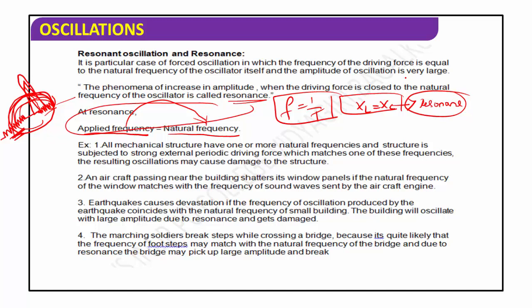And marching soldiers break step while crossing a bridge, because it is quite likely that the frequency of their footsteps may match the natural frequency of the bridge. Due to that resonance, the bridge may pick up a large amplitude and it may break. Right? This is a very simple concept.